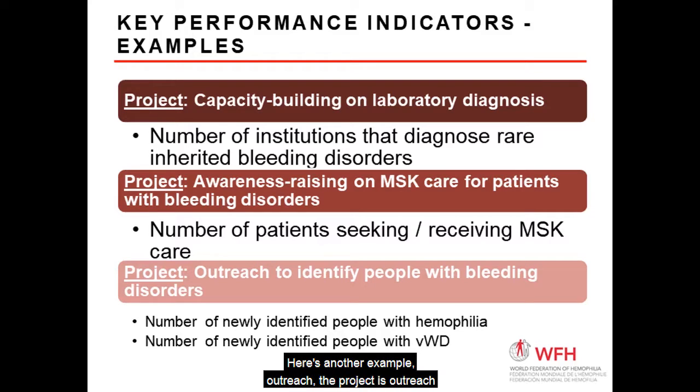Here's another example. Outreach. The project is outreach to identify people with bleeding disorders. So your KPIs, your key performance indicators in this case, are the number of newly identified people with hemophilia and the number of newly identified people with VWD. Hopefully that helps you figure out what kind of measurements that you can have.